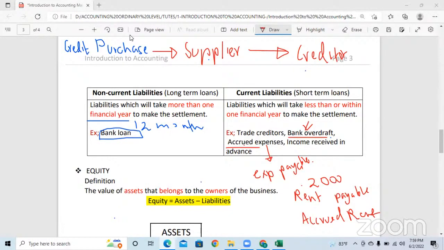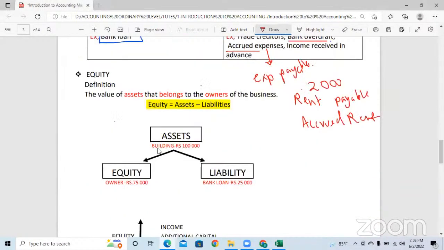Accrued expense means, guys, you have already got the service but still didn't pay the money. Example, you nicely used electricity but still you didn't pay the bill. Now you are liable to pay the bill. Okay? Now, guys, we are done with 2, assets and liability. We have 3 more to go.